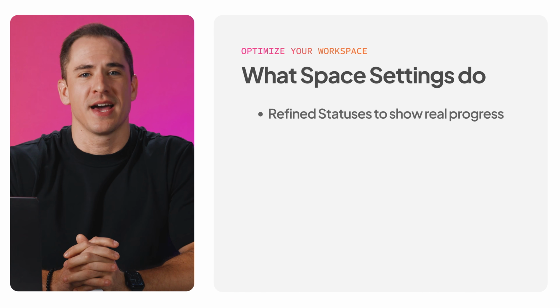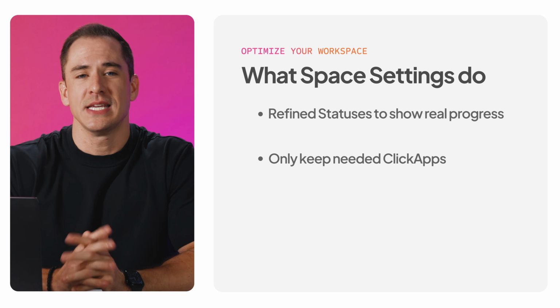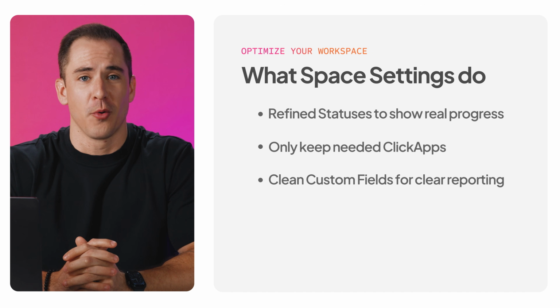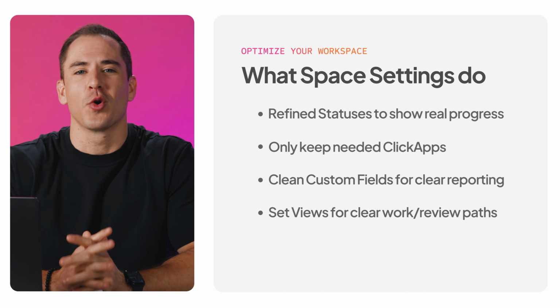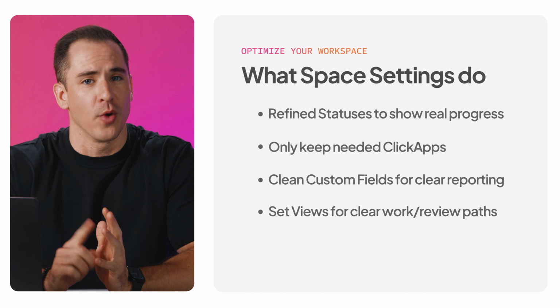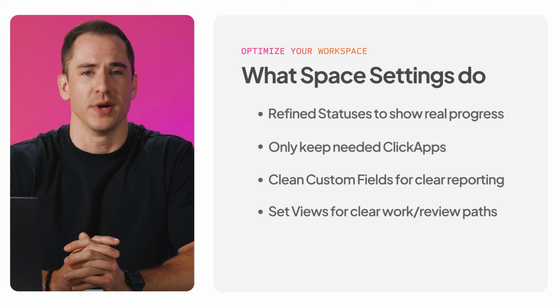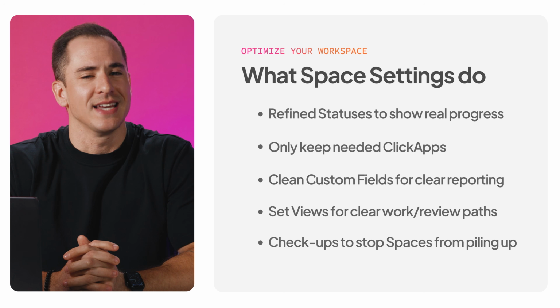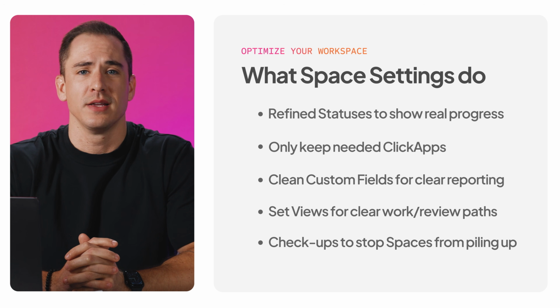All right, so now you've seen how powerful space settings can be when you treat them like your admin control center instead of just another menu. You walked through tightening up statuses so they show real progress, keeping only the ClickUps your team actually needs, cleaning up custom fields so reporting isn't a mess, and setting required views so everyone knows exactly where to go to do the work and where to go to review it. And on top of that, you saw how a simple recurring checkup keeps archived and inaccessible spaces from silently piling up in the background. And now it's your turn as an admin.